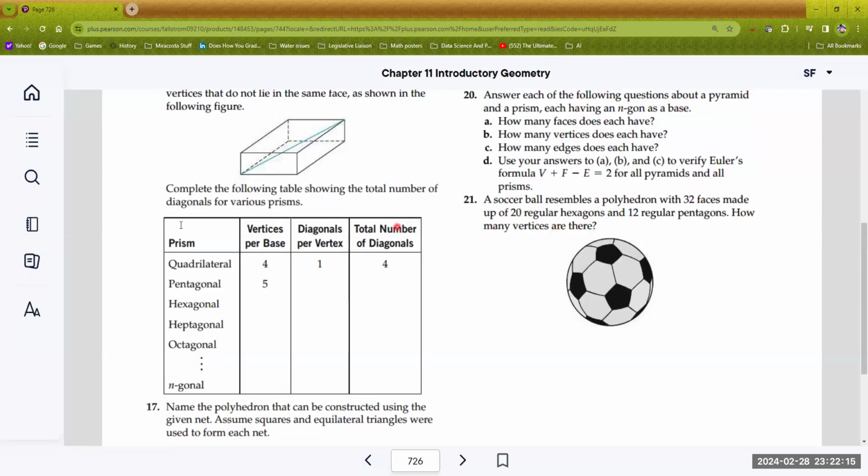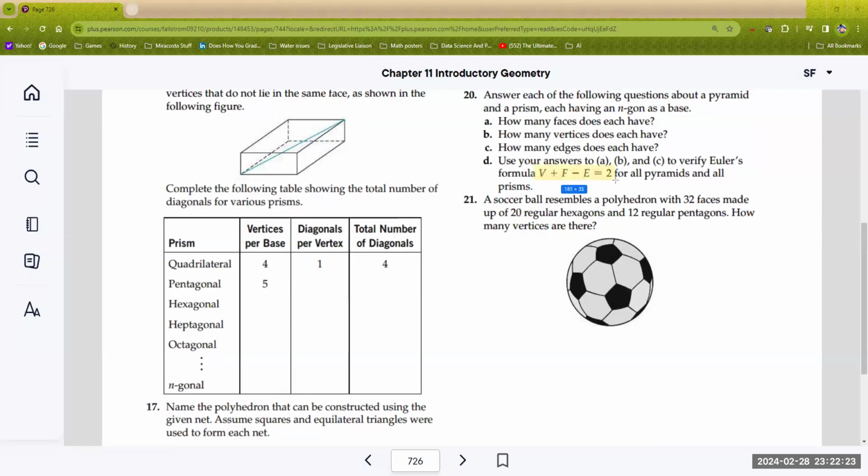How many vertices are there? Now you could start this one from scratch and just kind of go to town and be like, I'm going to try this and this and this. But the whole point of this type of problem is to use the relationship that has been discovered previously, which is Euler's formula. And Euler's formula asks you to know that vertices plus faces minus edges is equal to 2.